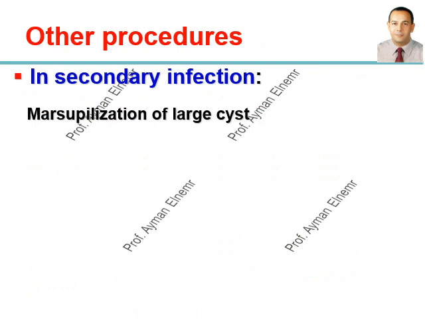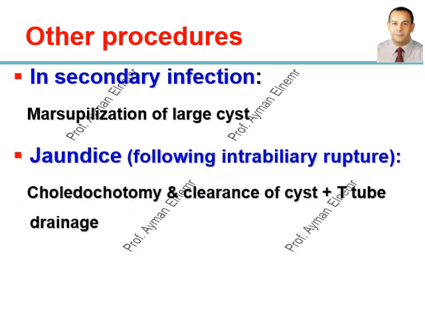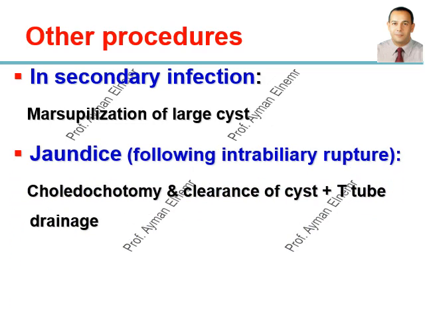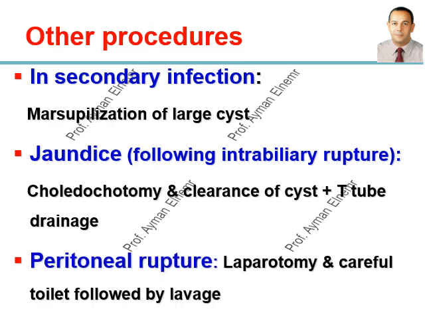Other procedures that may be done in secondary infection: marsupialize the large cyst. In case of jaundice following intrabiliary rupture, open the common bile duct and clear the duct from the hydatid materials like small cysts or detached wall parts and debris, and insert a T-tube. In case of peritoneal rupture, clean the peritoneal cavity meticulously and do careful lavage.